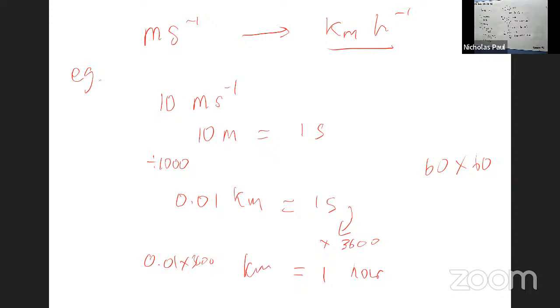How much is that? 36. So the answer is 36 kilometers per hour. Right? So in short, how do we convert from meters per second to kilometers per hour? All we're doing is divide by 1,000, multiply by 3,600. That's okay? Make a note of that. Convert from meters per second to kilometers per hour: divide by 1,000, multiply by 3,600.